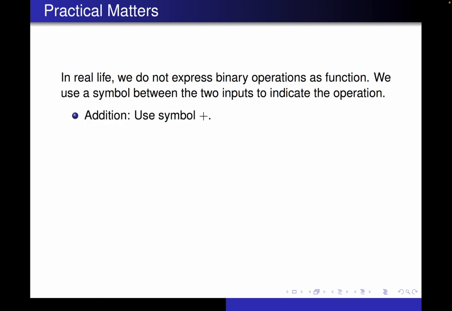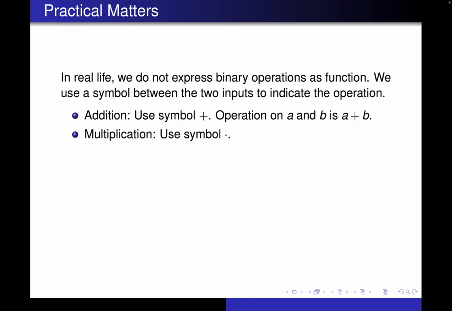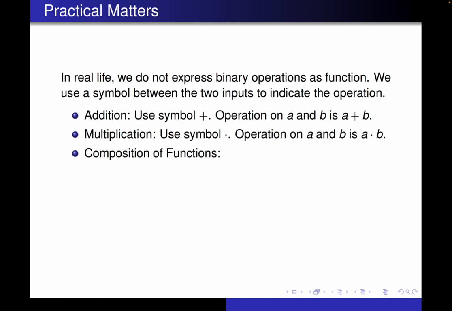So for addition, we use the symbol plus. So if (A, B) is our ordered pair, then A plus B is the operation on A and B. And for multiplication, we use a lot of different things, but for instance, we could use a dot, or we could just put them next to each other. Then the operation on A and B is A dot B.